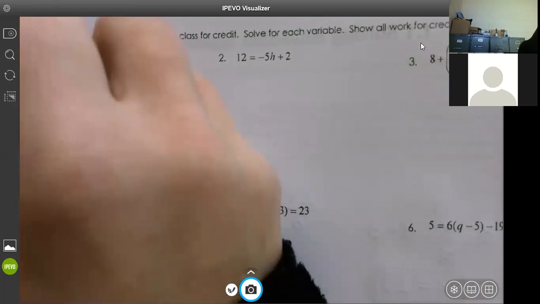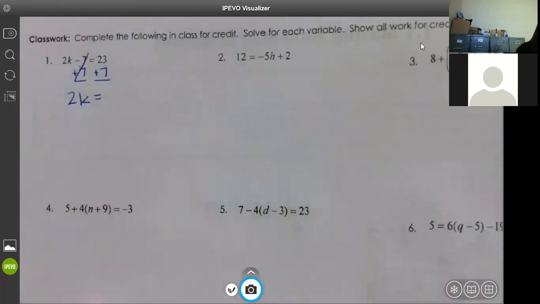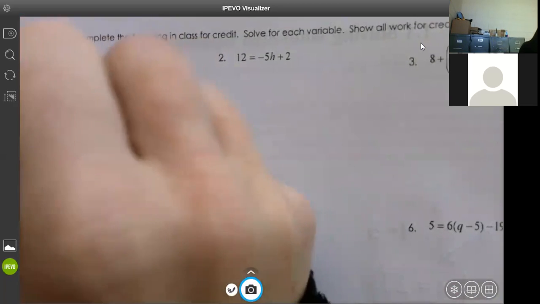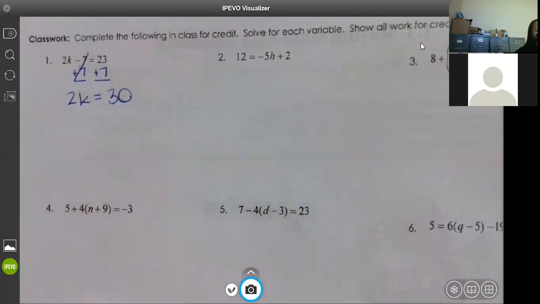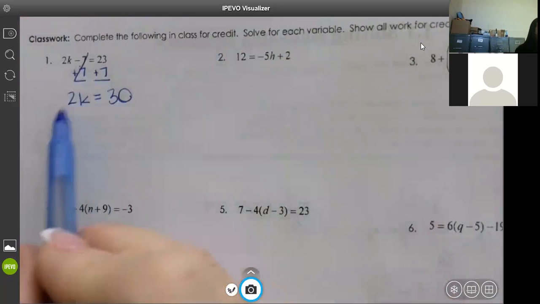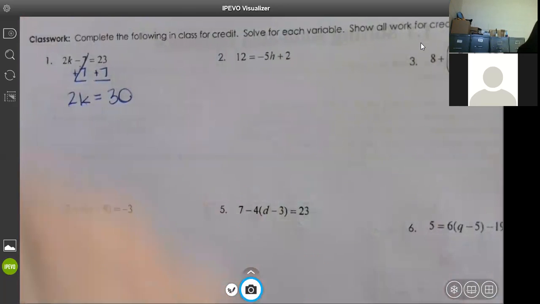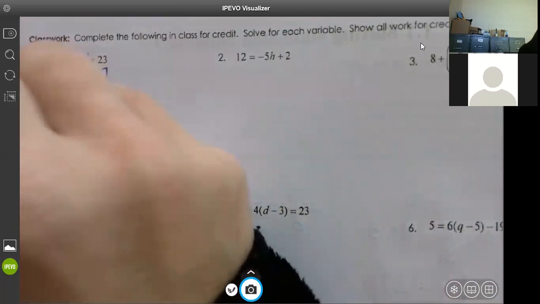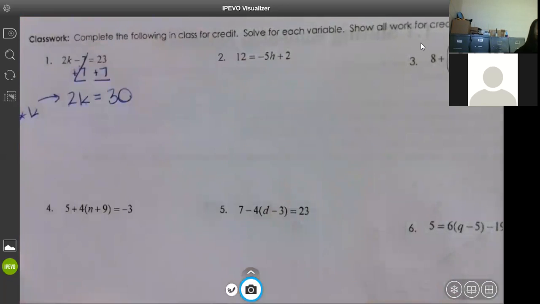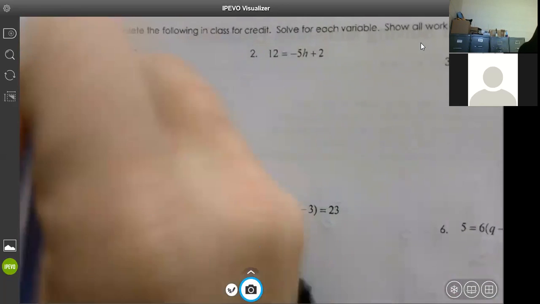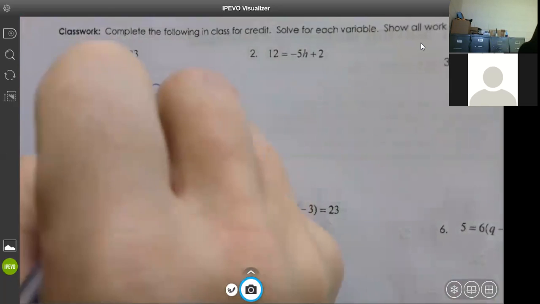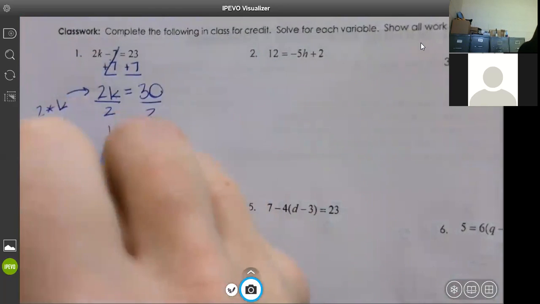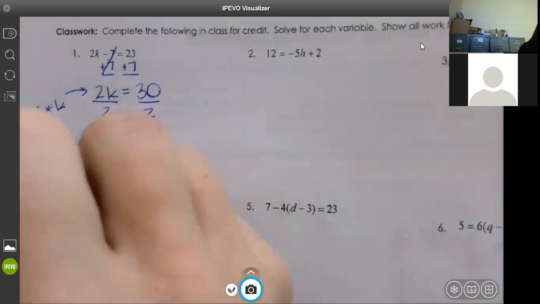So we get 2K because the 7s cancel out. 23 plus 7 is 30. Here we are again, 2 times K. So don't forget that. This is 2 times K. So to get rid of it, we divide. And that will give us 15.